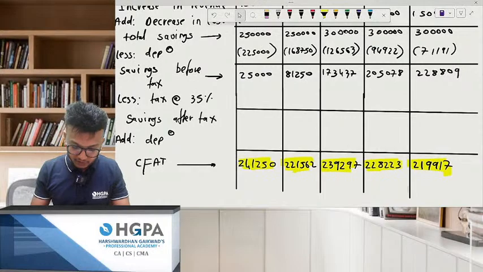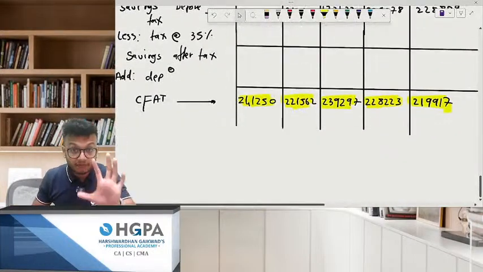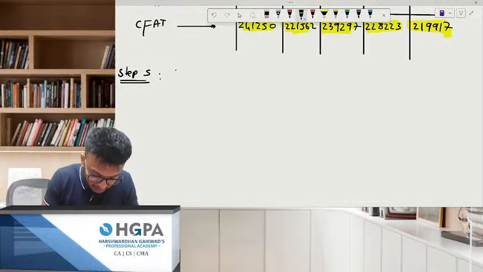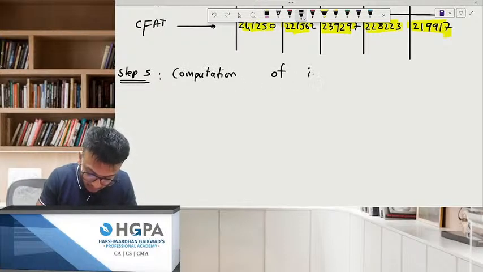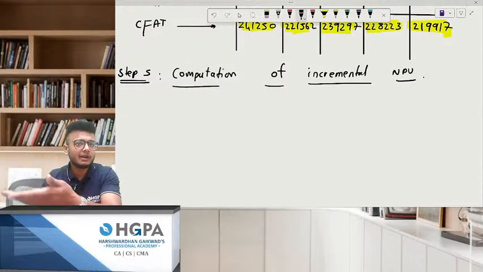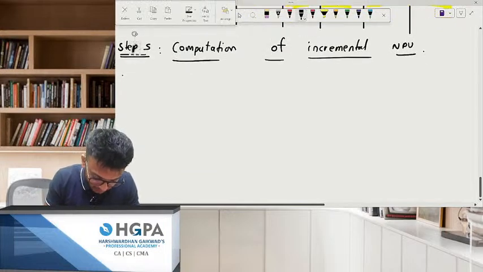Now what we are supposed to do is the last thing. This is step number 5. What is step number 5? Please tell me. That is computation of incremental NPV. So if this figure comes positive, then you will go ahead with the replacement. As simple as that. Are you understanding?